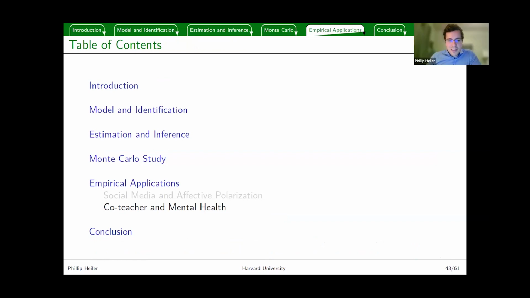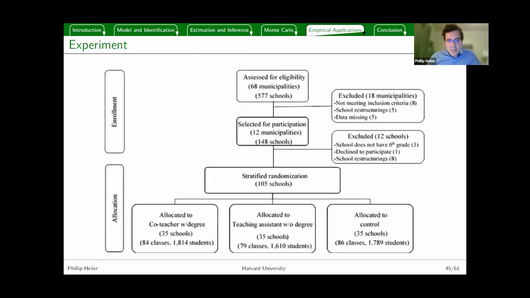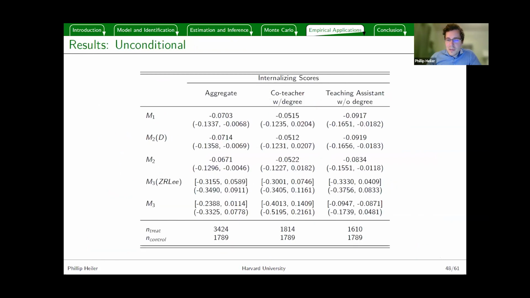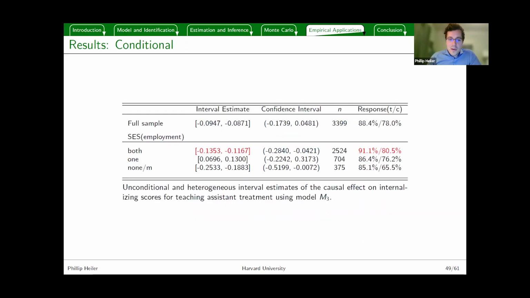Okay, so I think I'll skip the second application then. Maybe just briefly, we also find very interesting heterogeneity there and significant effects for particular subgroups on mental health, which are characterized actually by high socioeconomic status.